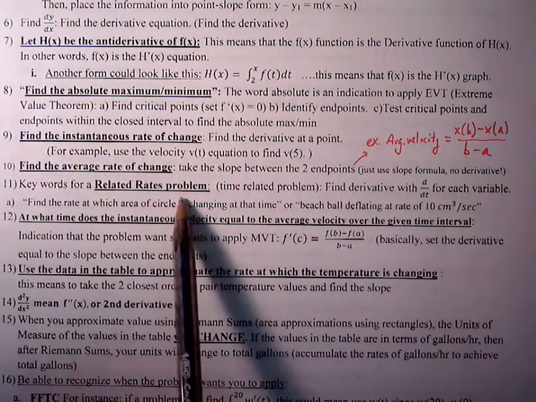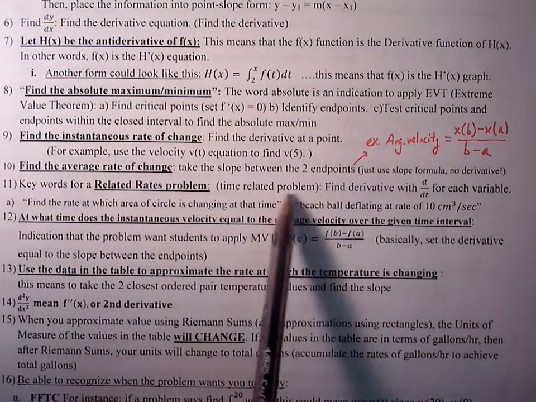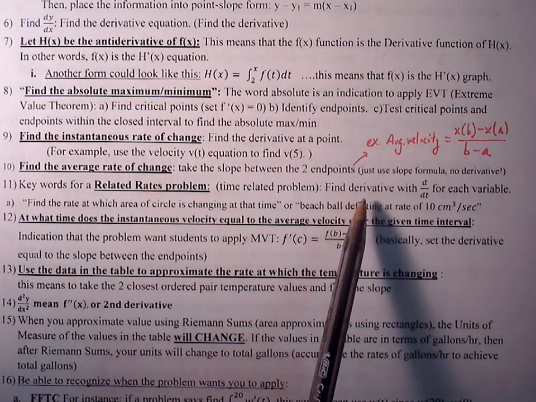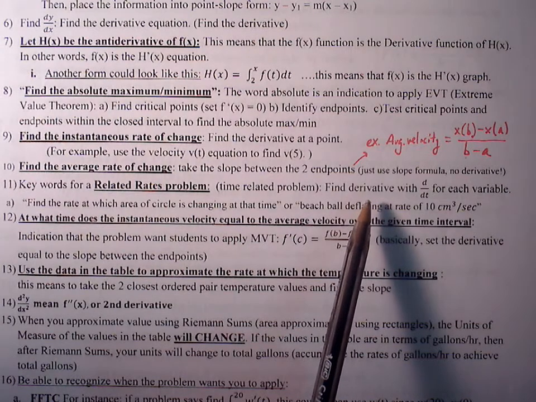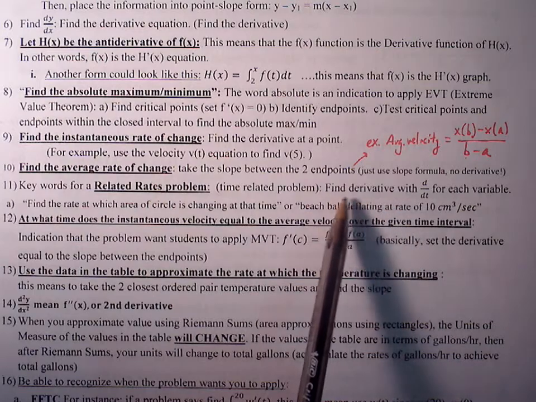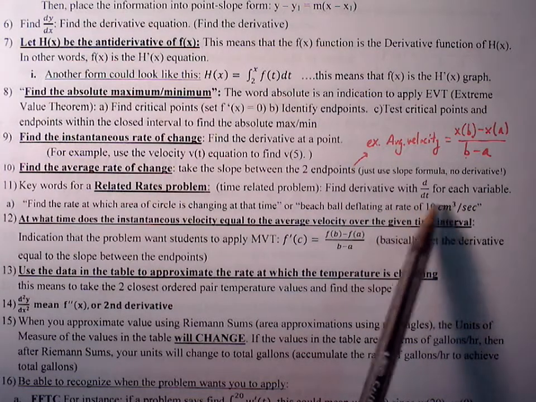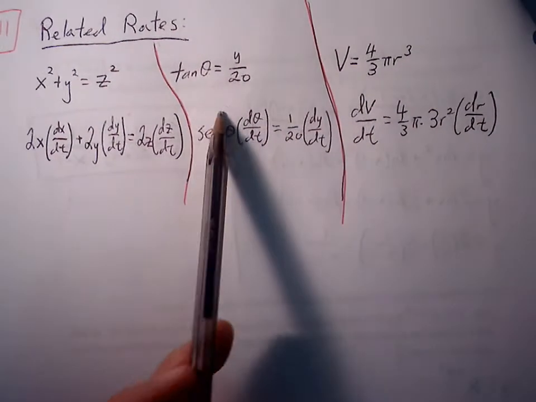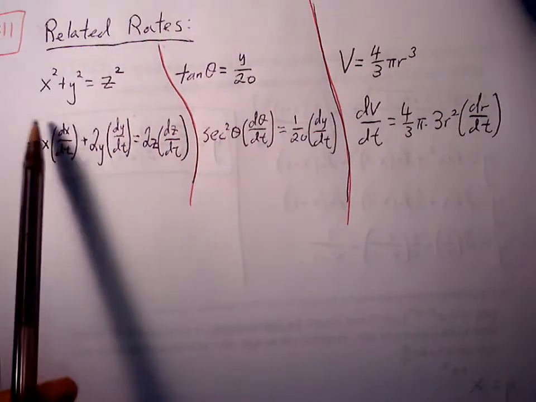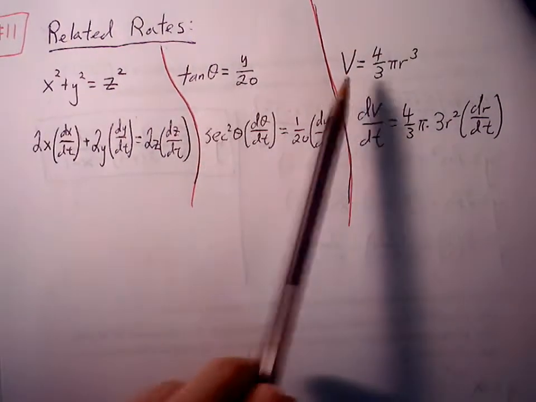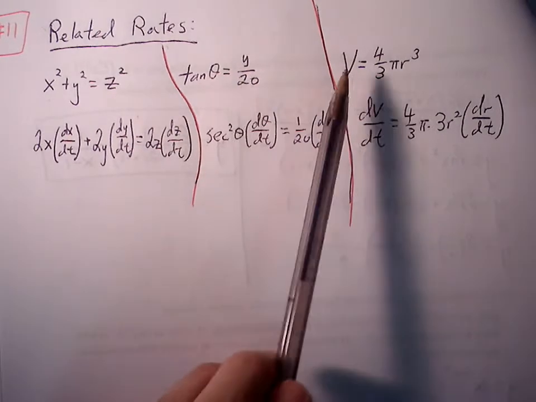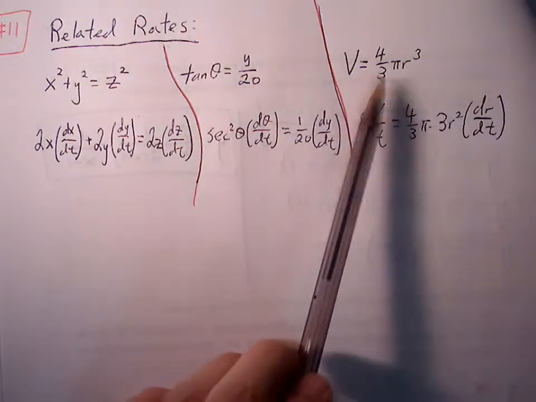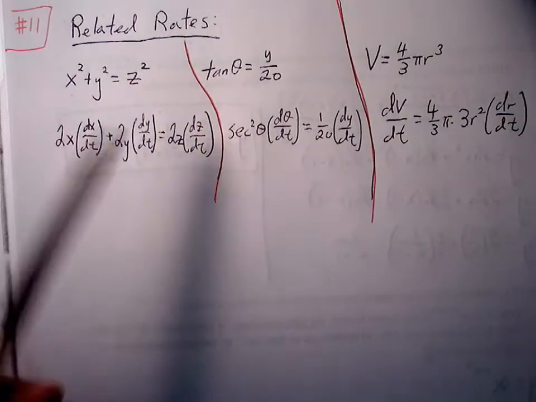So the big idea with related rates is that you're going to start with an equation that is in a geometric or algebraic form, and you're going to find the derivative with respect to each variable. Let me give some examples. Related rates starting points could be the Pythagorean theorem, a trig equation, or a volume equation, but all in all, we always start with our algebraic, trig, or geometric equation, and then we find the derivative.